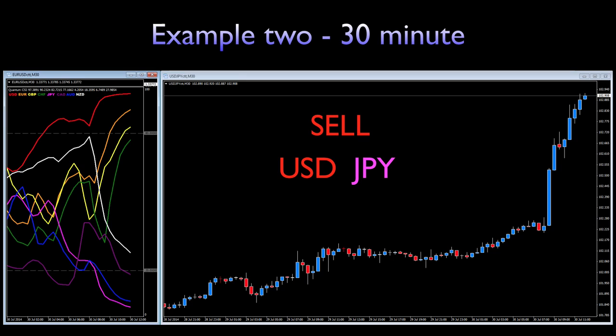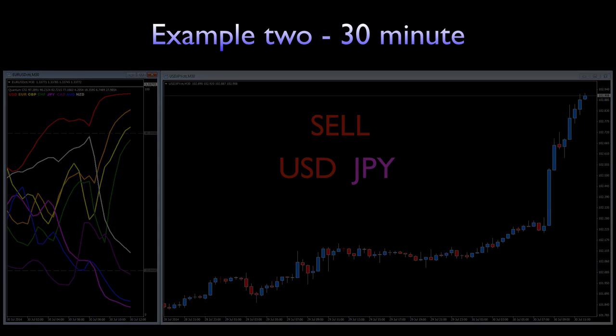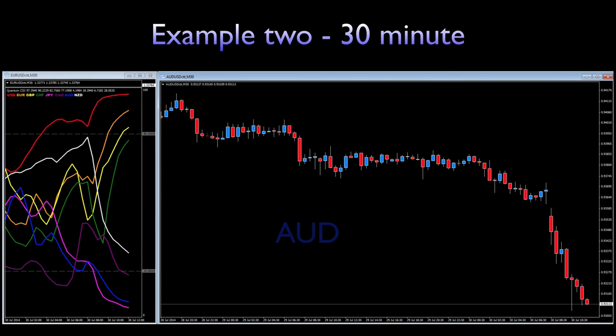The Aussie is the blue line at the bottom and the red line is the dollar at the top. Let's take a look at that one. And here it is. You can see that the Aussie has been heavily bearish for some time on this time frame and is now, according to the indicator, moving into a deeply oversold sentiment for that currency.